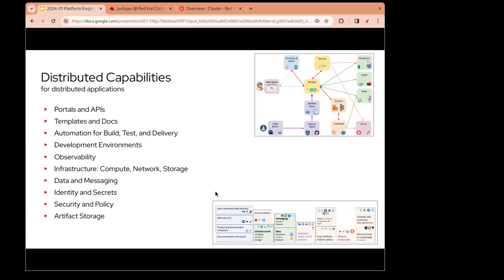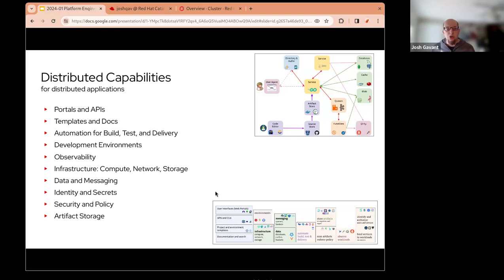I'm hearing it's important to keep in mind that one of the core values this provides, and we'll talk about that in a minute, is that we can shift down. If you have a good interface at the top, portals and APIs, templates and docs, then we can shift down the complexity of the rest of these capabilities into platform engineering, into platform teams.